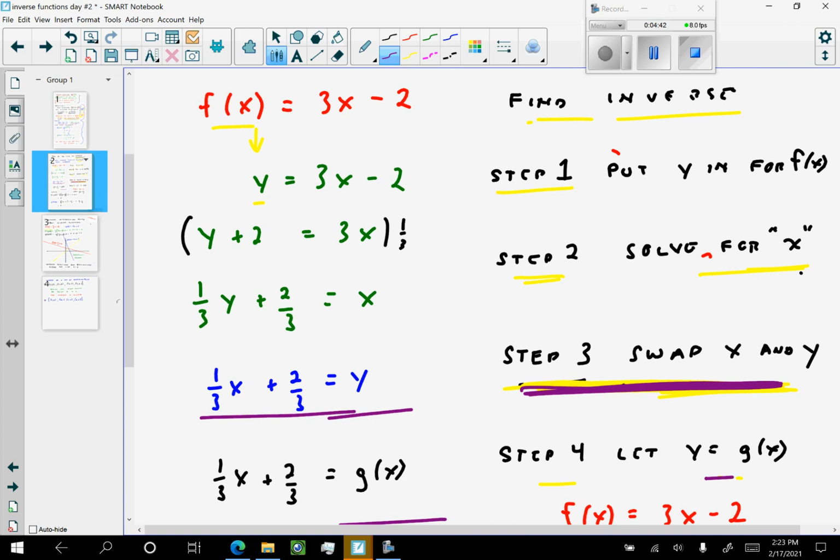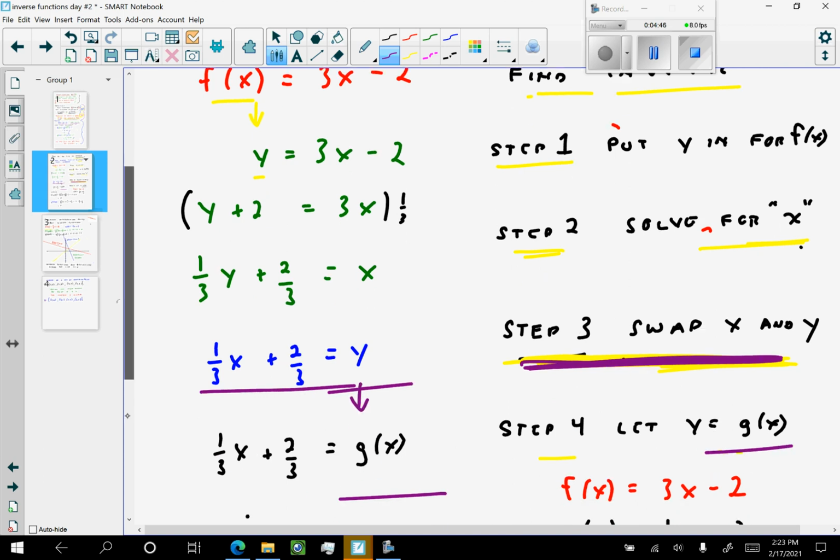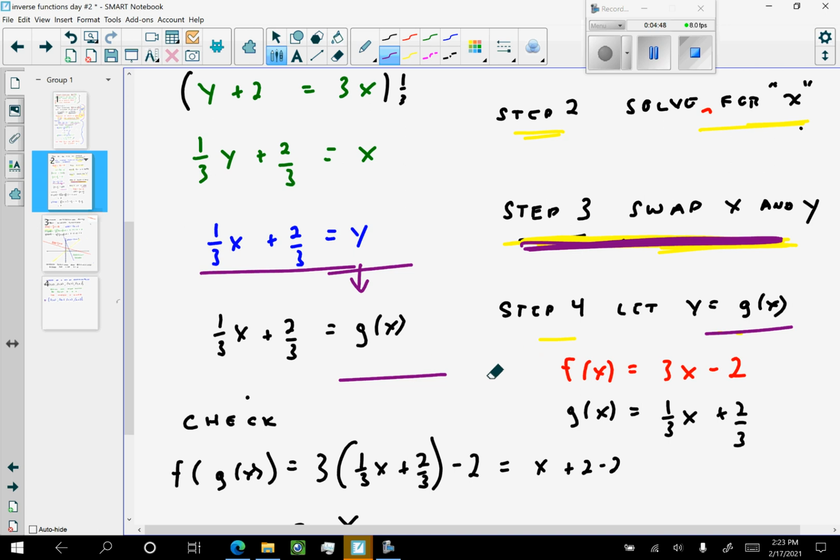Step 4, let y equal g of x. Right there you go. And guess what? You have found the inverse. This is easy peasy lemon squeezy. It is not difficult. More notation than anything else.